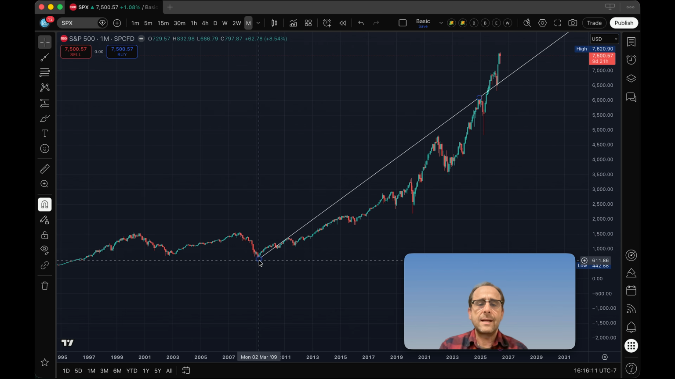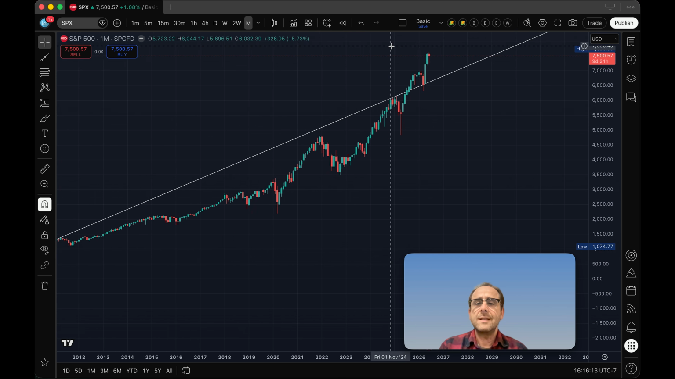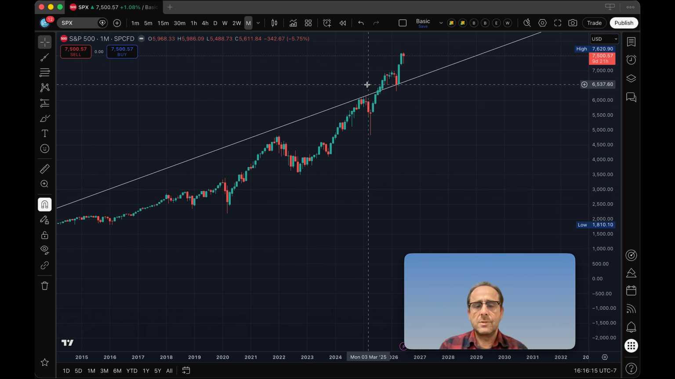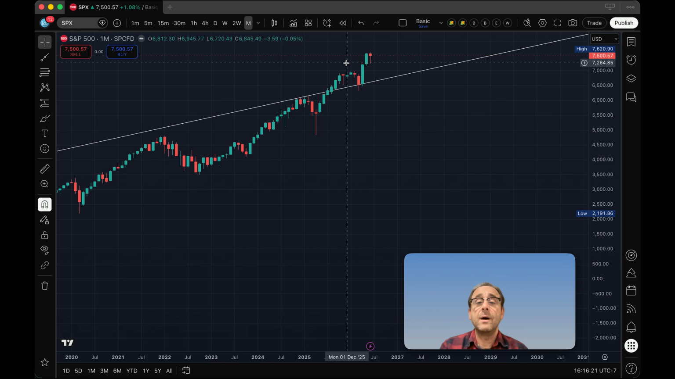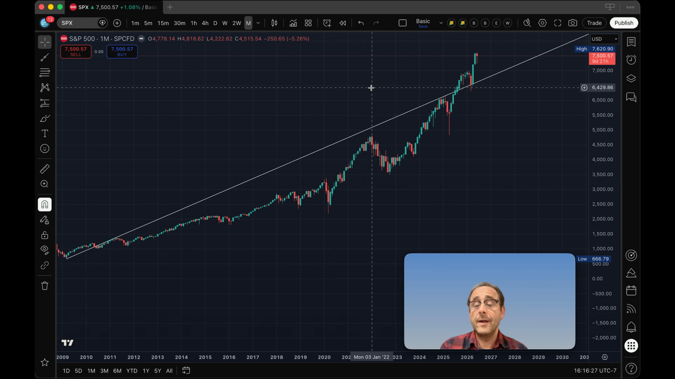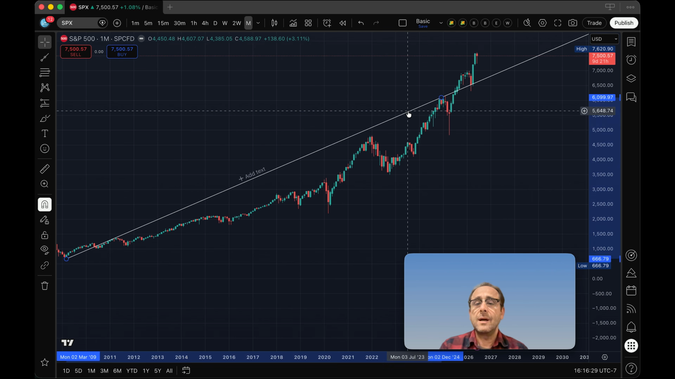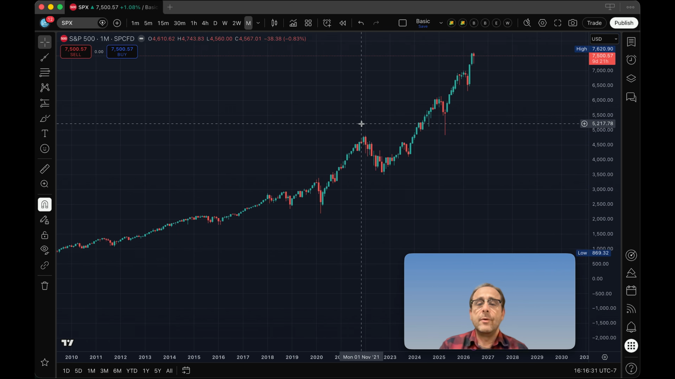So if we connect this low here to this high here, which is the recent highs, you can see that price breached above and then came back down and used this trend line as support. Cool, right? You can also use these trend lines on more recent time frames.